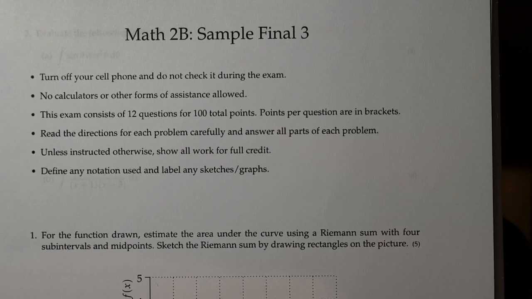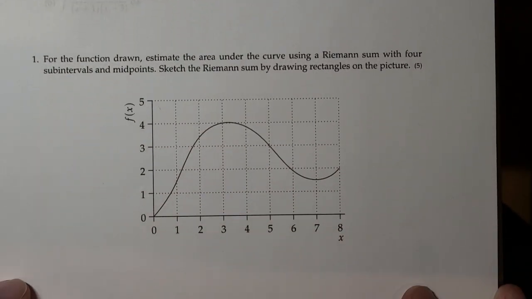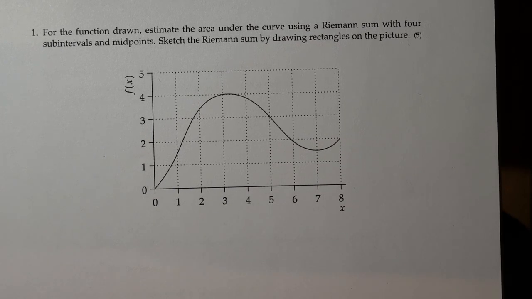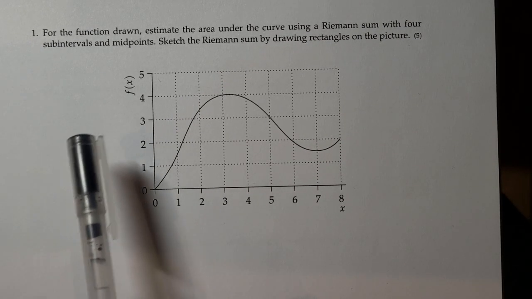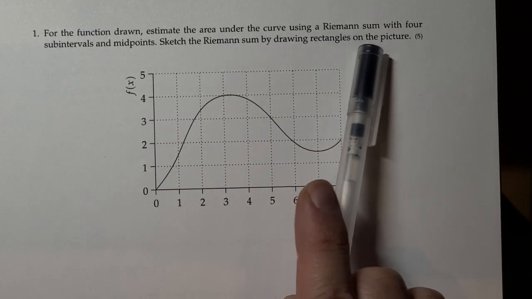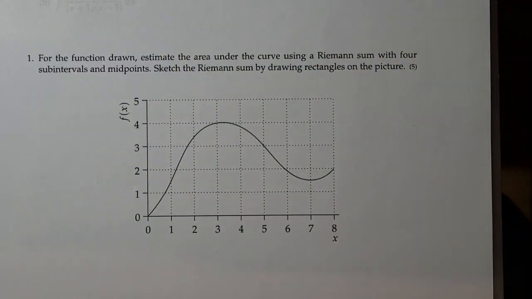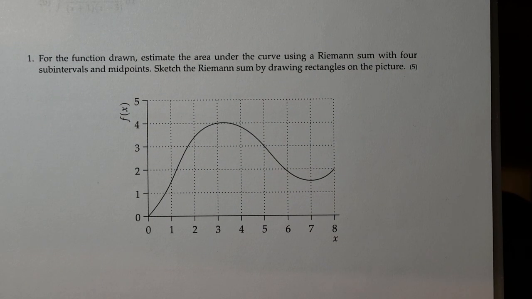Okay, this is the third sample final for Math 2B. Let's get started right away. This first one is about Riemann sums. It asks us to estimate the area under the curve using a Riemann sum with 4 subintervals and midpoints. Sketch the Riemann sum by drawing rectangles on the picture.